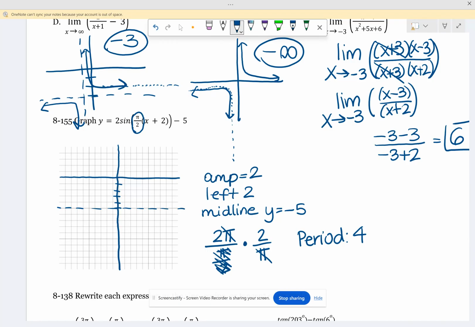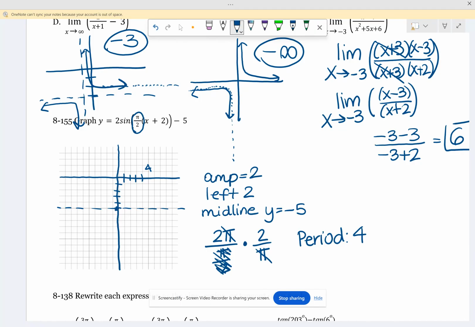My preference is I just really like to always graph without that horizontal shift. So I do my entire graph without the horizontal shift, and then I add that horizontal shift in. So let's see, 1, 2, 3, 4. So our period length here is 4, and I know I'm shifted down 5 units.